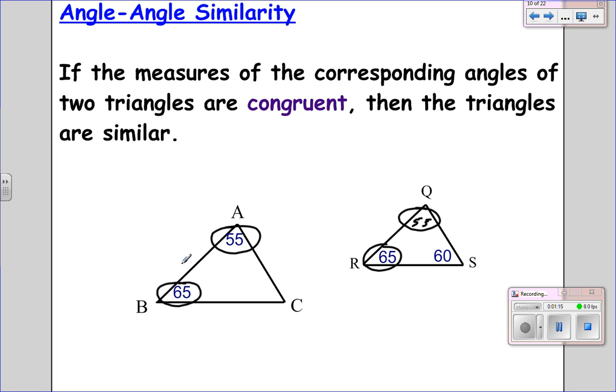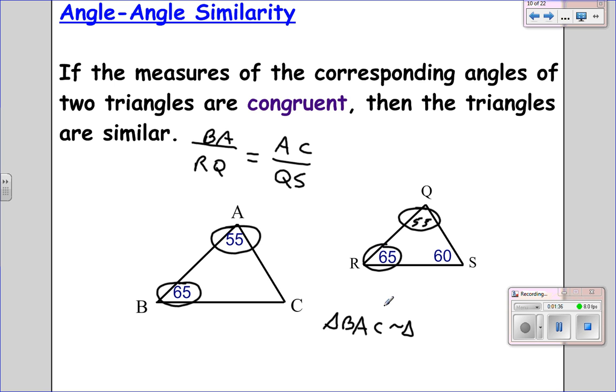So I could say, because these two triangles are similar, that BA over RQ equals AC over QS. Because once again, they're similar, so the sides would be proportional. And if I need to write a similarity statement, it would be triangle BAC is similar to triangle RQS, and that would be, of course, by AA similarity.